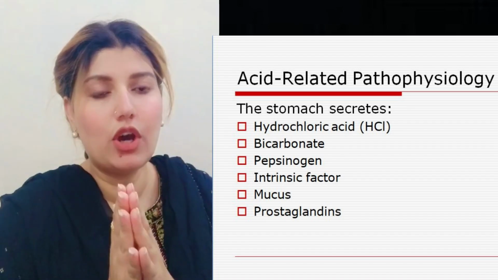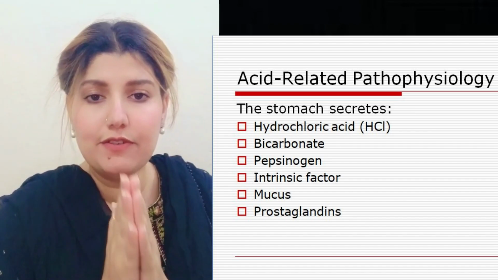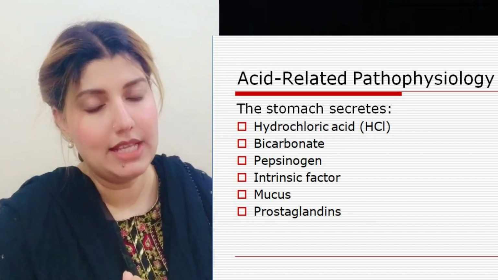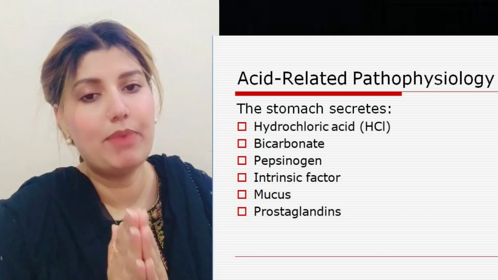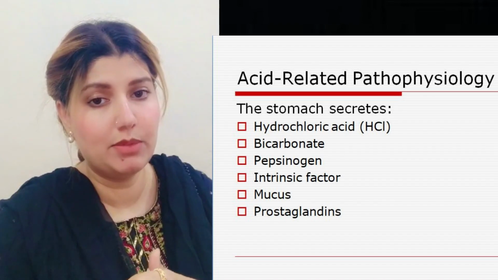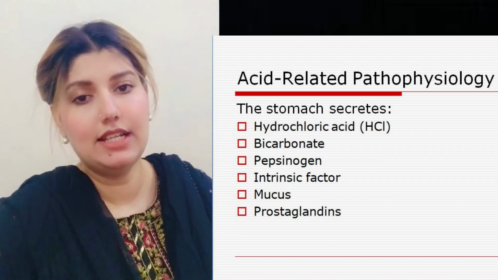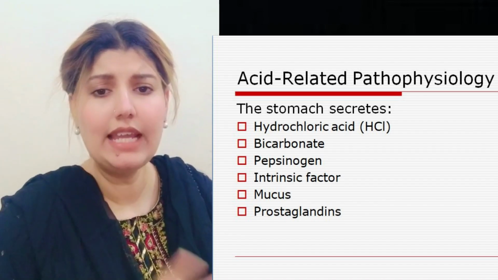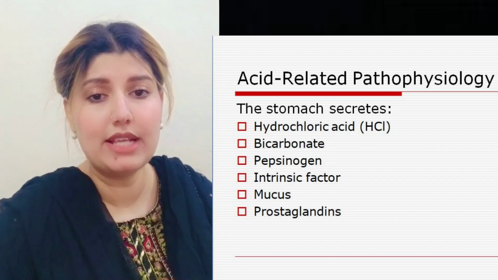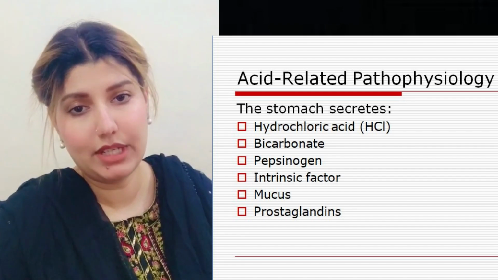The main function of hydrochloric acid is, first, it provides the acidic medium for the enzyme to work best, and second, it is a barrier for infections. Like if some microbes enter your stomach with the food, then the HCl is going to kill them. The second thing is the bicarbonates. Bicarbonates are natural bases that neutralize the stomach acid.